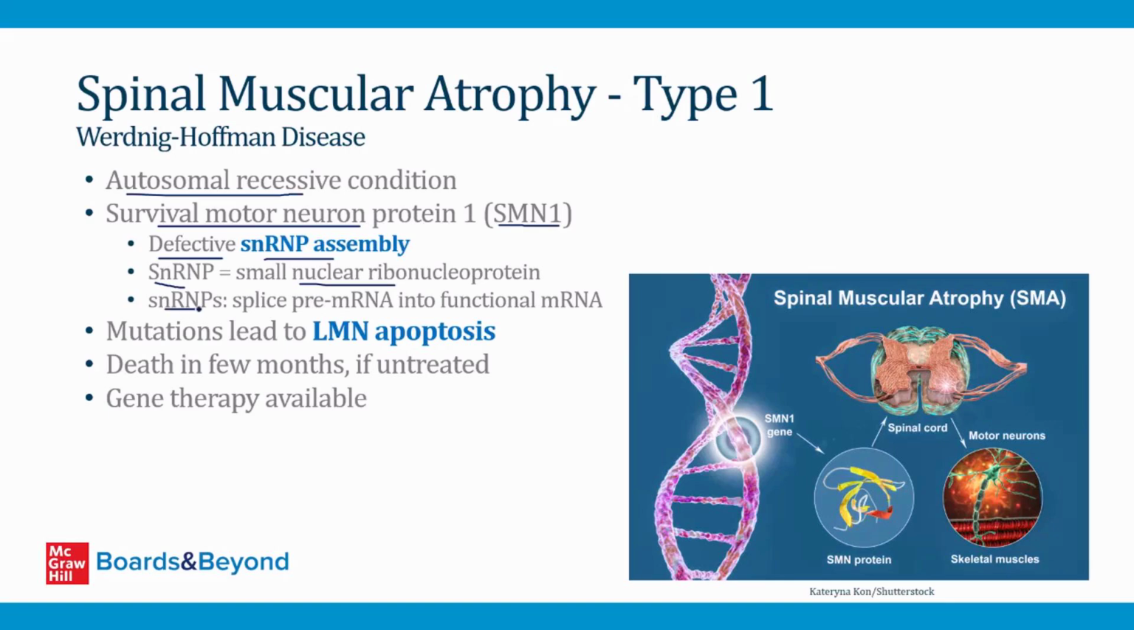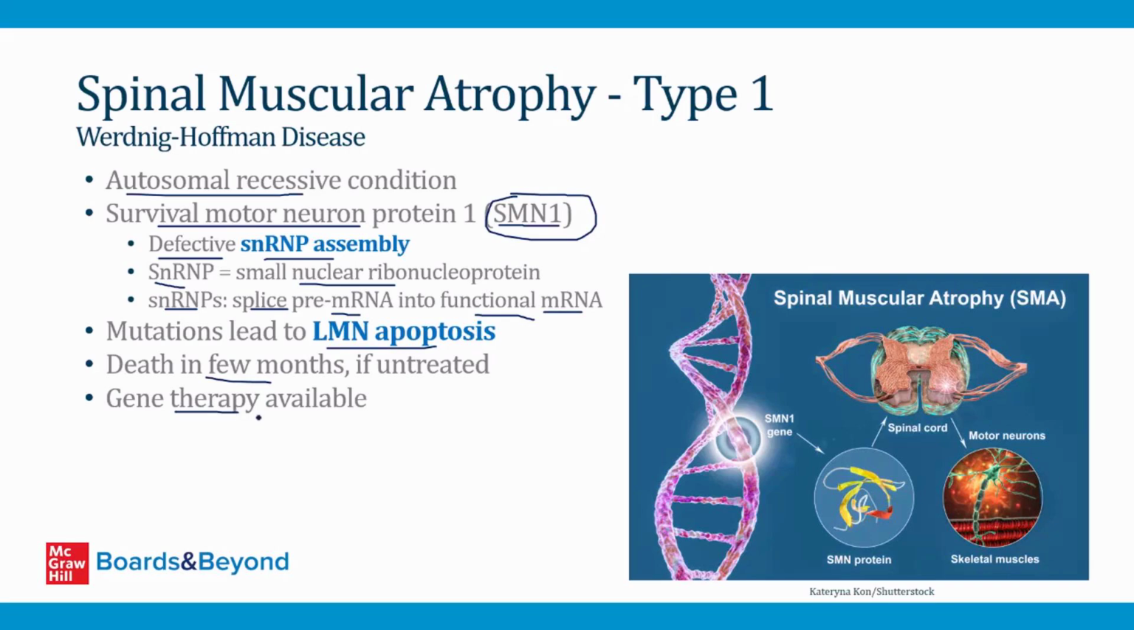And what SNRPs do is they splice pre-mRNA into functional mRNA for protein transcription. I talk about this in a lot more detail in the cell biology section. But basically, when you have a mutation of this SMN1 gene, you cannot properly form mRNA, and that's going to lead to lower motor neuron apoptosis. Babies born with this condition die within a few months if they're untreated, but there is gene therapy that's available.